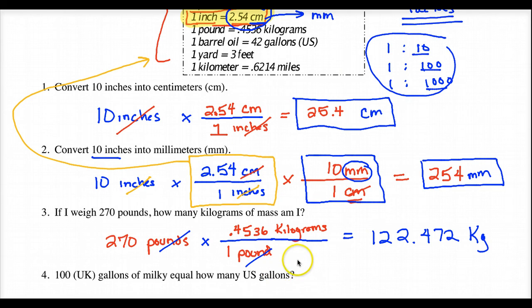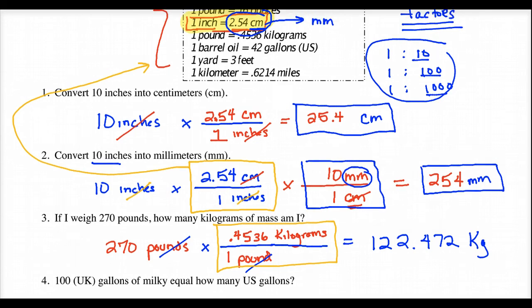I got 122.472 kilograms. How in the world did I do this? How did I know how to go from pounds to kilograms? Pounds is an old English unit, kilograms. I needed a converting factor. So hopefully you looked in the box. It's not something you have to know.